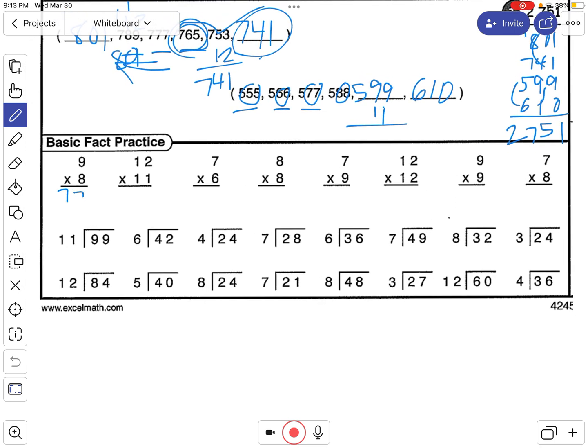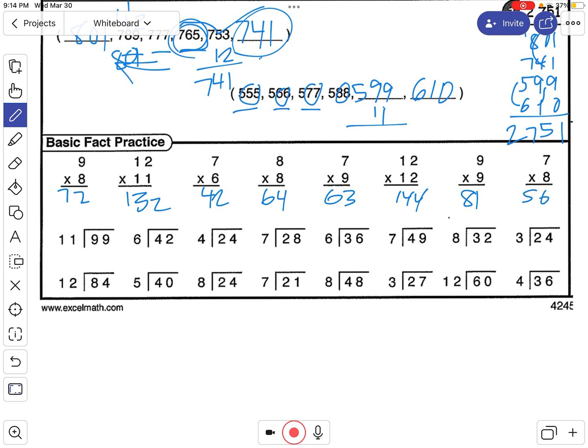9 times 8, 72. 12 times 11 is 121. No, that's not right. That's 131, right? 132. 132. Woo! I'm messing up my own problems here. Some teacher I am. Okay, 132. Almost got that one wrong. 42. 8 times 8 is 64. 63. 144. 81.